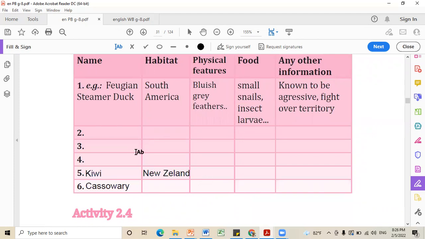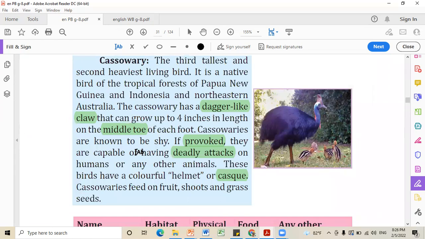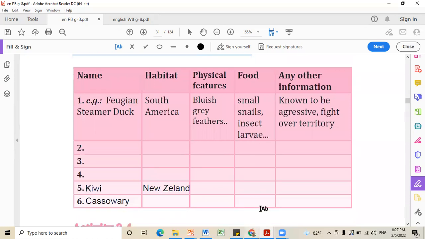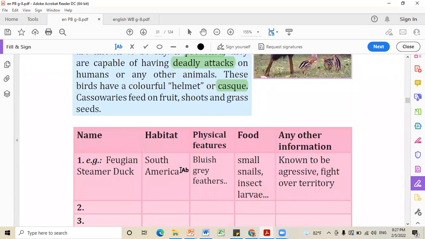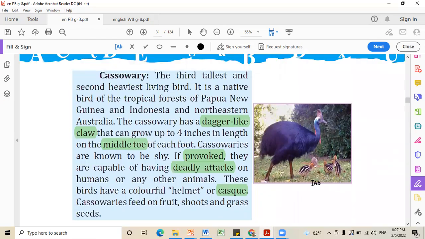Next, we need to find food, right? So Janit, can you find what are the different types of food these cassowaries eat? Cassowaries feed on fruit, shoots, and grass seeds. Yes, very good. So cassowaries eat fruit, shoots, and grass seeds, right? So that is what we will have to complete here. And then we have any other information. Yes, maybe Hirusha, can you try what are the other information?